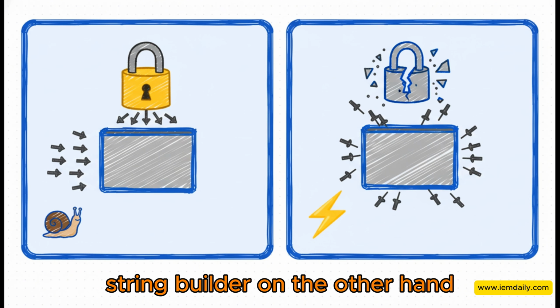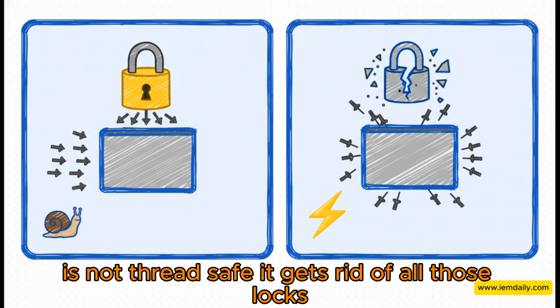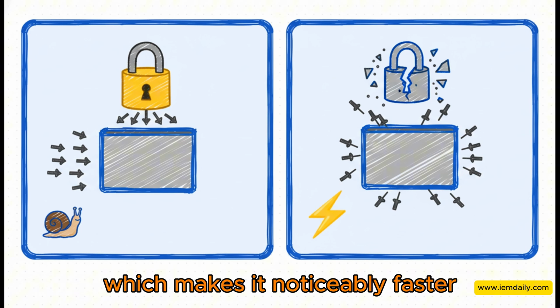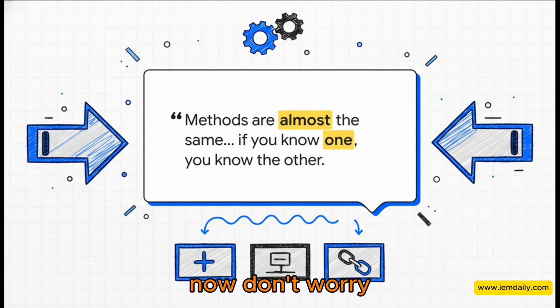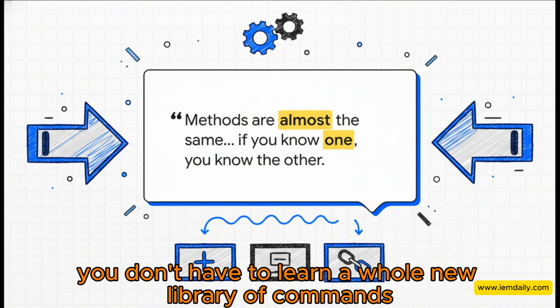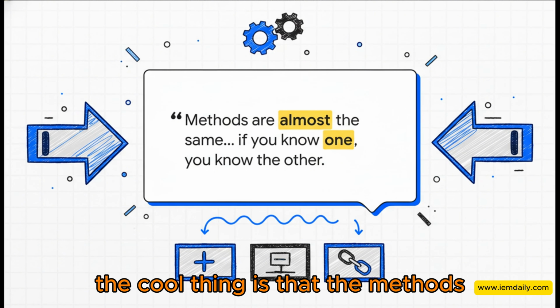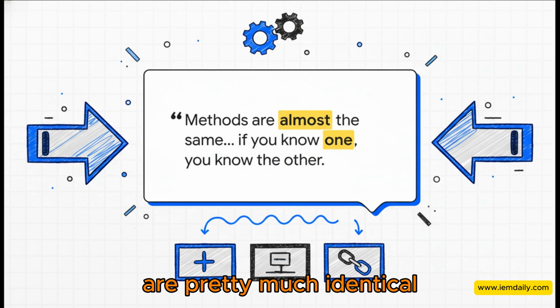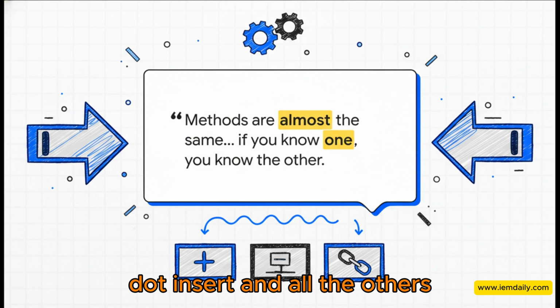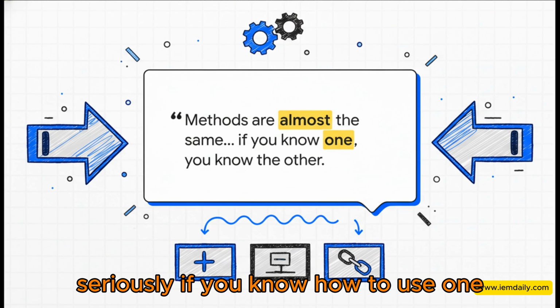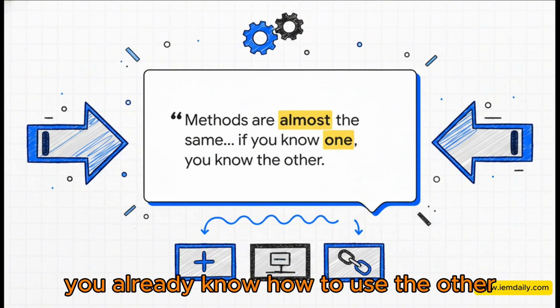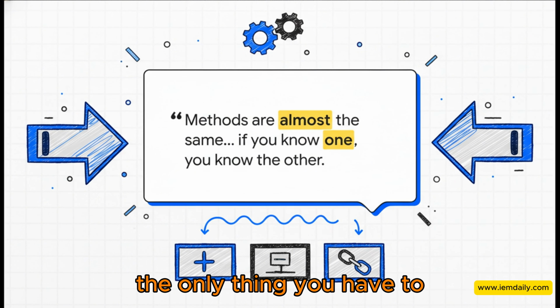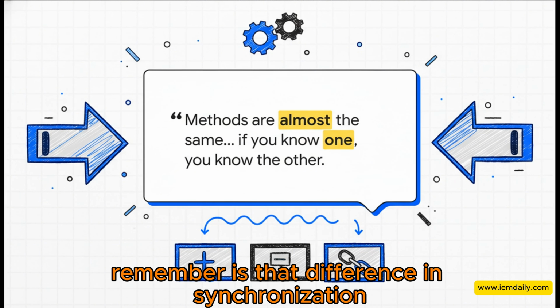StringBuilder, on the other hand, is not thread safe. It gets rid of all those locks, which makes it noticeably faster. Now, don't worry, you don't have to learn a whole new library of commands. The cool thing is that the methods are pretty much identical. They both have .append, .insert, and all the others. Seriously, if you know how to use one, you already know how to use the other. The only thing you have to remember is that difference in synchronization.